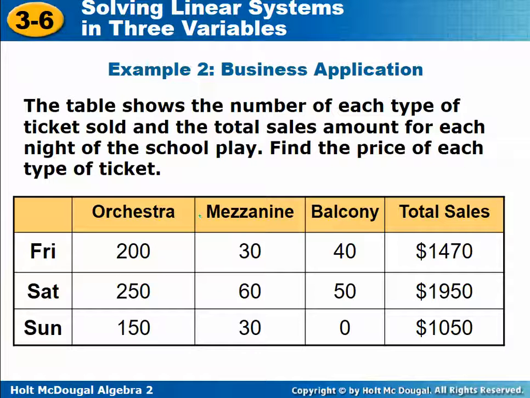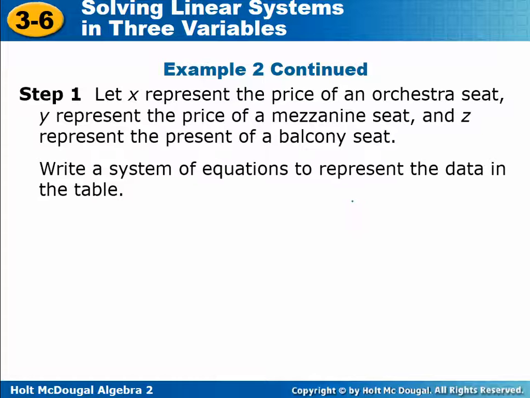This is a business application, just to show that there are times in the real world where you would do a three equations, three unknowns type of situation. This one shows the different types of tickets sold, where you could sit: the orchestra, the mezzanine, or the balcony, and what they sold on 3 different days, and then what their total sales were. You could use those to find how much each seat cost.